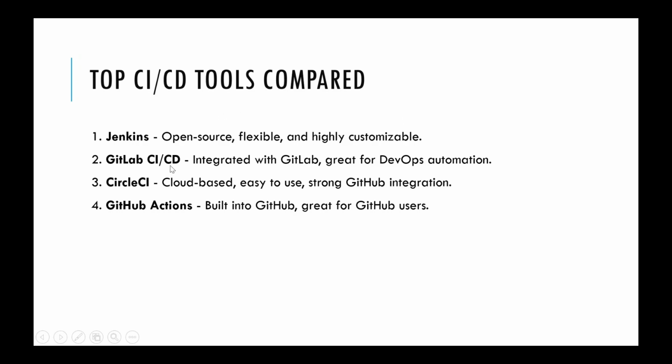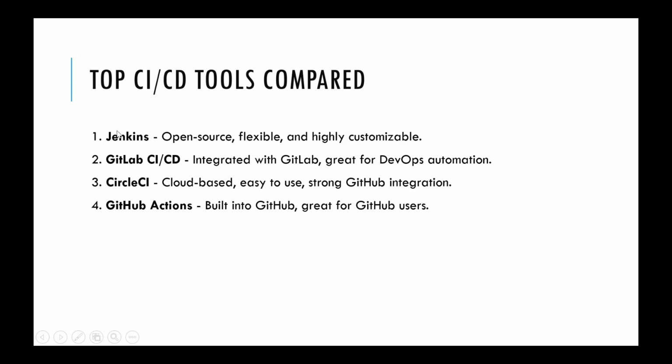The next one is GitLab CI/CD. This is integrated with GitLab and this is great for DevOps automation. Another one is CircleCI. This is cloud-based, easy to use, and this is strongly integrated with GitHub. The next one is GitHub Actions. This is provided by GitHub and this is built into GitHub directly. This is great for GitHub users.